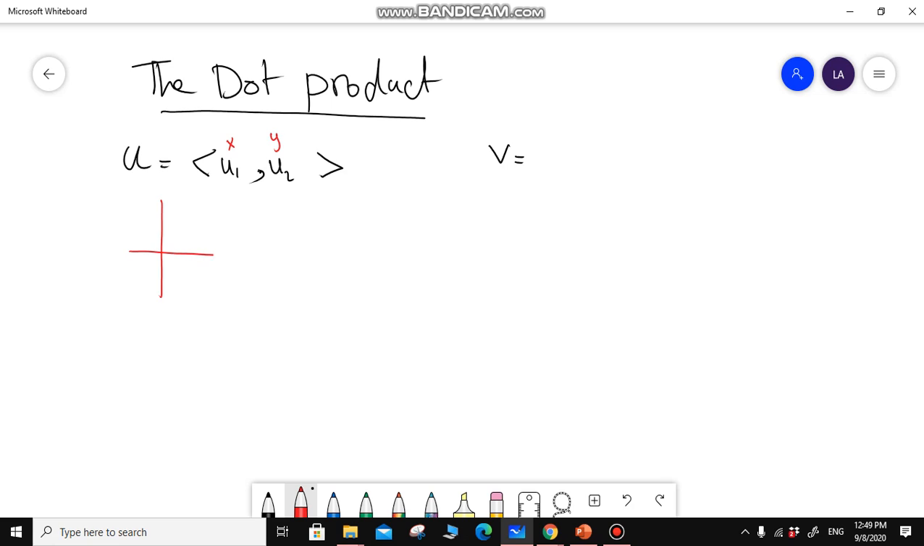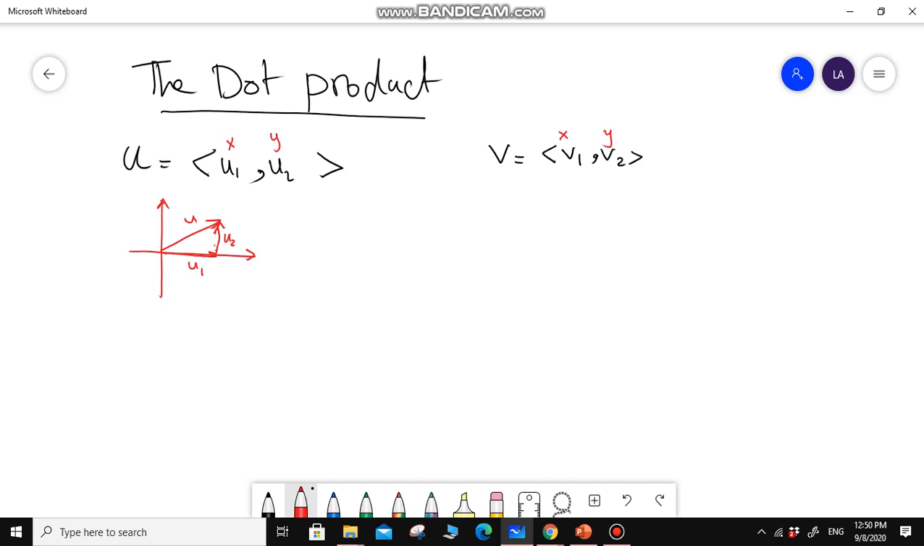So if you want to understand what this means, we have a vector u. Let us say it's this vector. Then the x part or the x component is called u1 and it is the first term inside the bracket, and the y component or the vertical part of the vector is called u2 and it is the second term in the bracket. The same goes for vector v. The x component is v1, the y component is v2. So this is the x component of vector v and this is the y component of vector v.